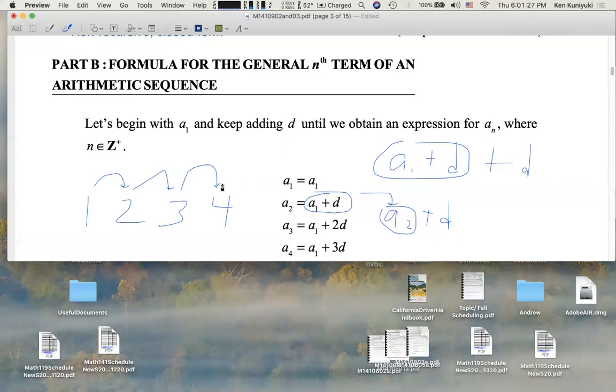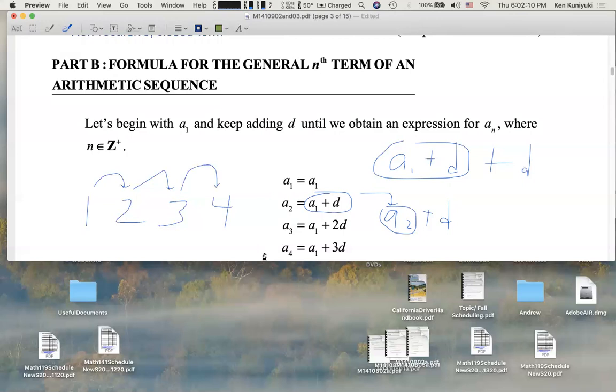Another way to look at it. Let's say that you're climbing a ladder or a staircase. You're at the first step on the staircase, and you want to get to the fourth step. Well, how many steps would you need to take if you're going step by step? 1, 2, 3. So to get from a sub 1 to a sub n, how many steps are there? Not n, but n minus 1.